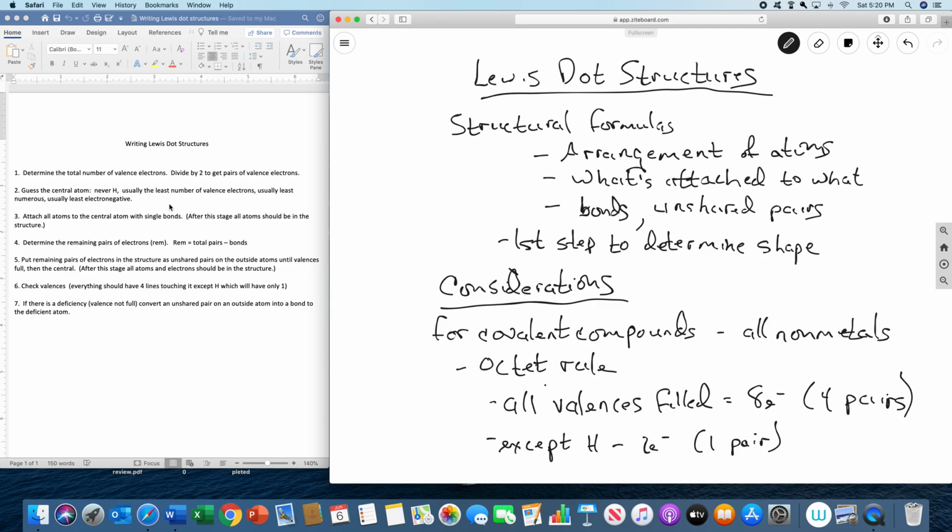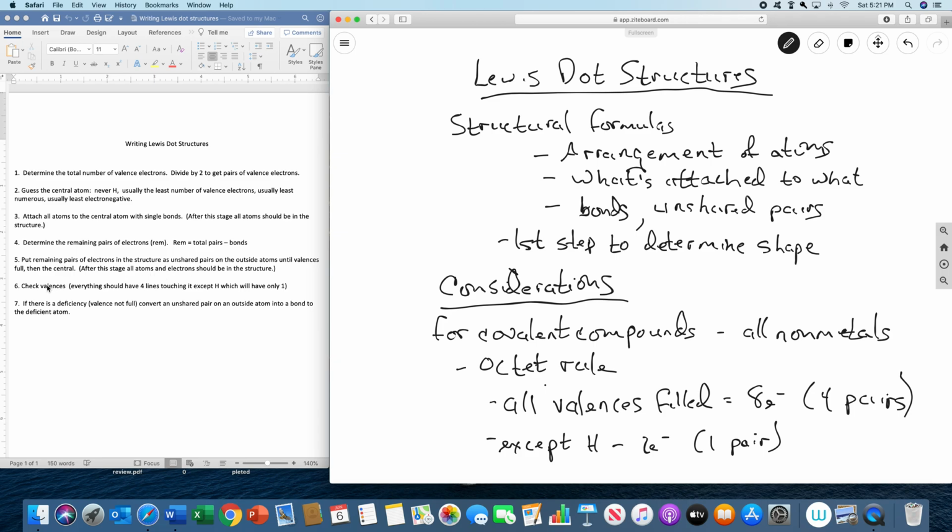Then we'll attach all the atoms to the central atom with single bonds, and after this stage, all the atoms should be in the structure. Then we'll determine the remaining pairs. I'm going to call it REM, and it's going to be the total pairs from step 1 minus the bonds you drew in step 3. Then we're going to put those remaining pairs, this is the tricky step, in the structure as unshared pairs on the outside atoms until the valences are filled. So they're never going to have more than 4 lines touching something. And then if there's any left, we do the central. After this stage, all the atoms and electrons should be in the structure.